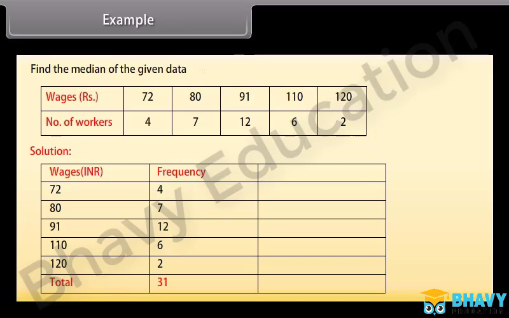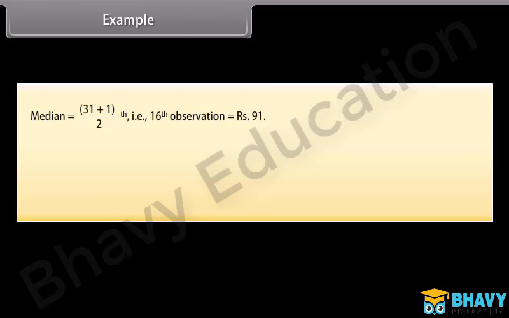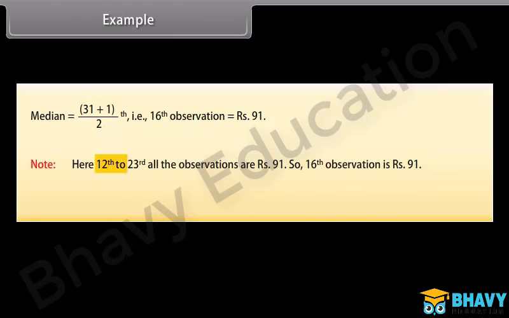In the third column, we have found the cumulative frequency for each wage by adding the previous frequency to the current frequency. After that, we have found the median, which is (31 plus 1) by 2th observation, that is 16th observation, which equals rupees 91. Here 12th to 23rd, all the observations are rupees 91. So, the 16th observation is rupees 91.